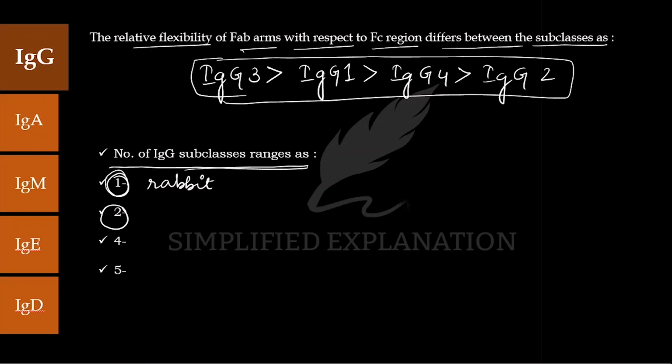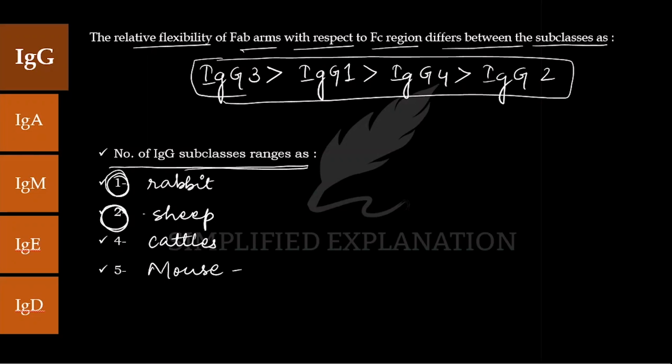Like 2 subclasses are present in sheep, 4 subclasses are present in cattle, 5 subclasses are present in mouse. So all these are the subclasses which are ranging in different species.